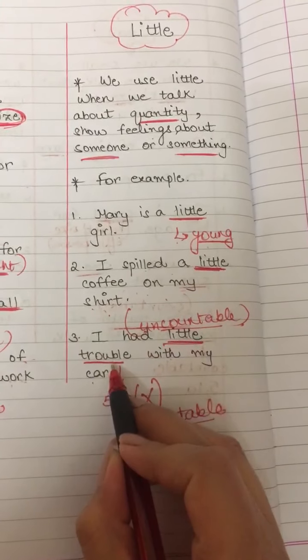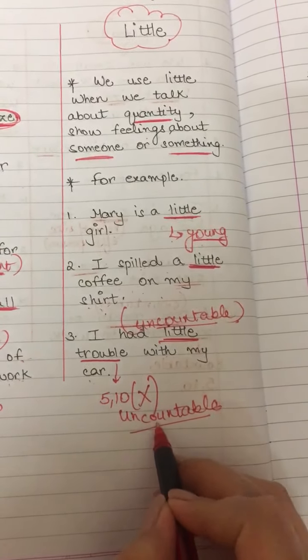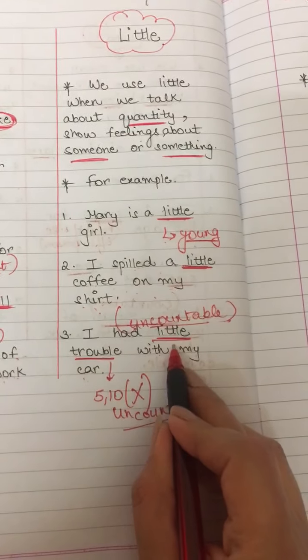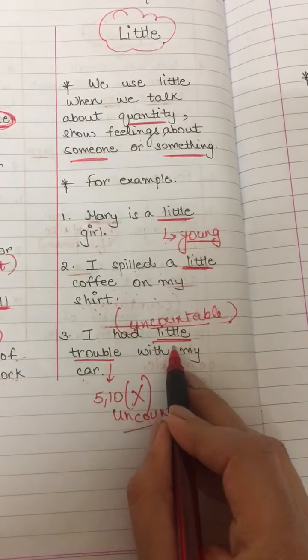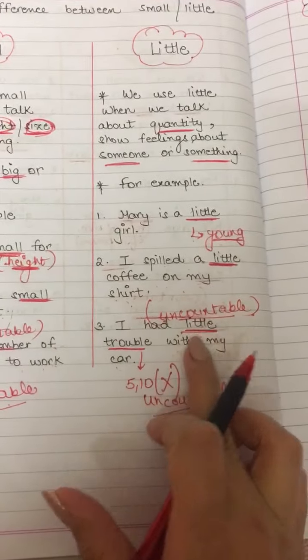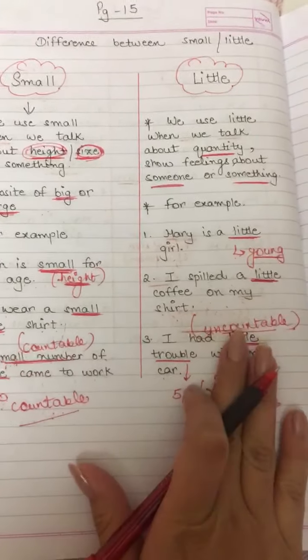Now see the third example. I had little trouble with my car. Now we cannot count trouble, that is an uncountable noun. So with uncountable nouns we will use little. With countable we will use small. With uncountable we will use little. So this is the difference between small and little.